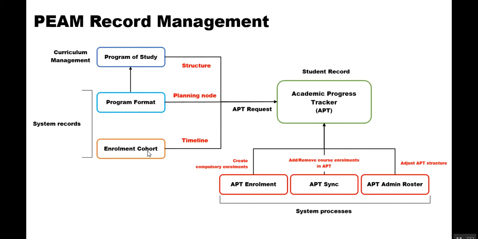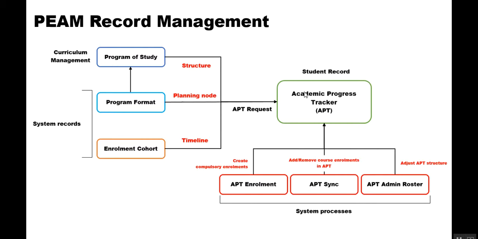So these 3 records are used to create what we call the academic progress tracker. So this is a student record. There's one of these for each student who is doing a structured program of study. And essentially it's a student version of the program of study, which drives online enrolment, but also enables us to record the marks they've got for courses and then the outcome for each stage of their study.